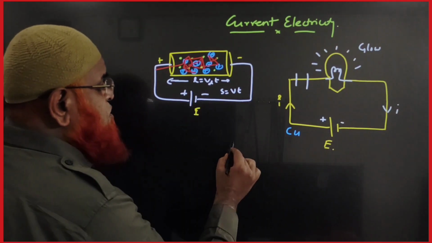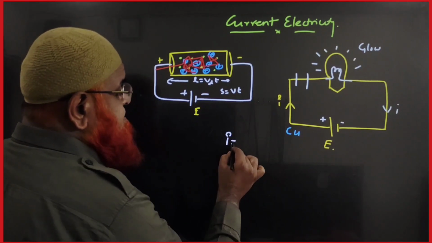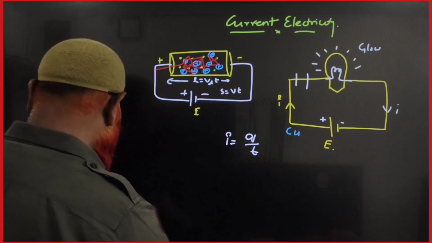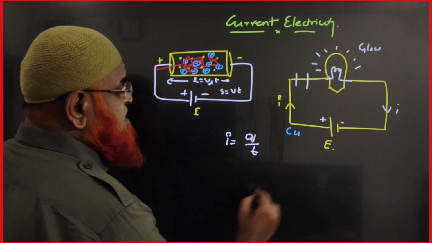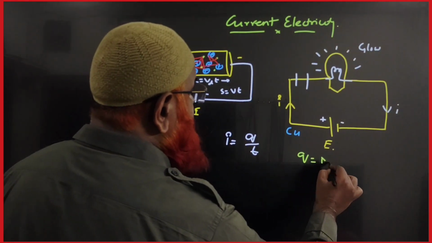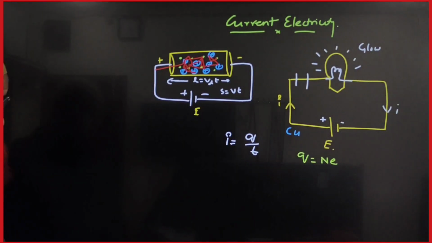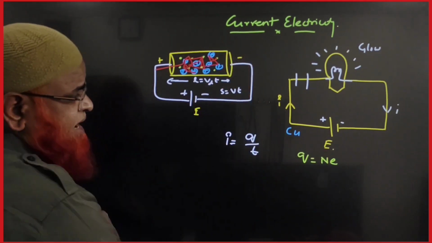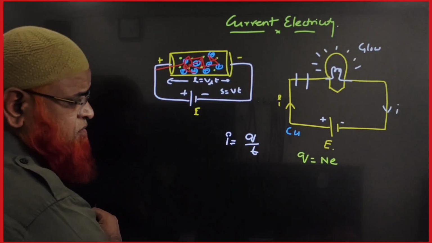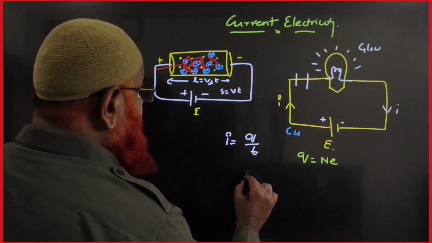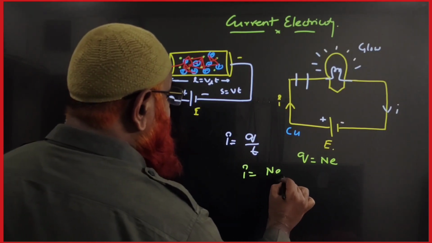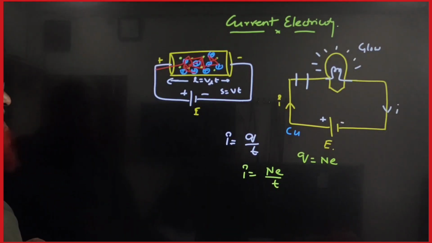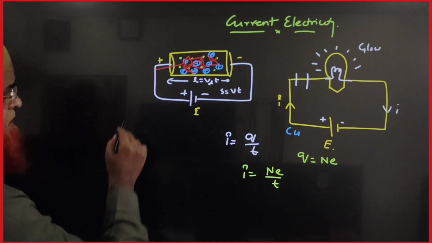Now you all know current I is nothing but rate of flow of charge. According to electrostatics, Q is equal to N into e: the number of electrons present in this wire into the charge on the electron. You know about this, isn't it? So I can take now I is equal to Ne by t. Now we will study what is the meaning of N here.